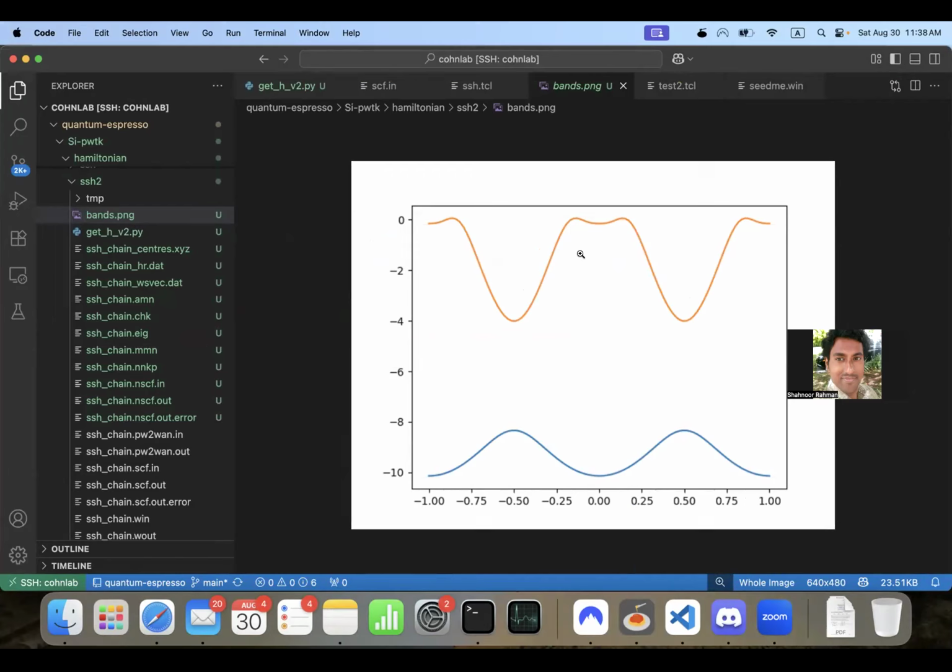In QE, it considers things as 3D, but we need to make it 1D using those parameters, right? The paddings and like a fake 3D kind of configuration so that it behaves like 1D. That's why I think they don't exactly match, right? And yeah, that's it. That's how you get the Hamiltonian and the bands.